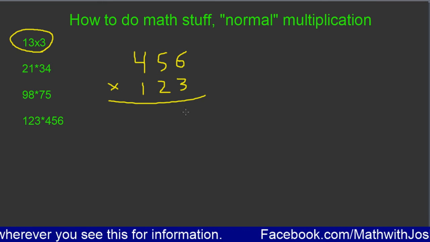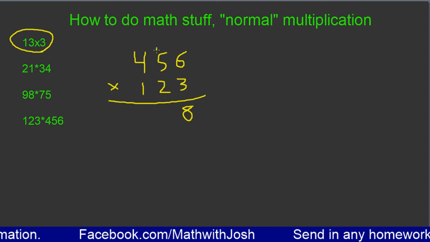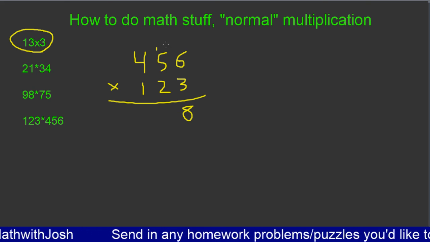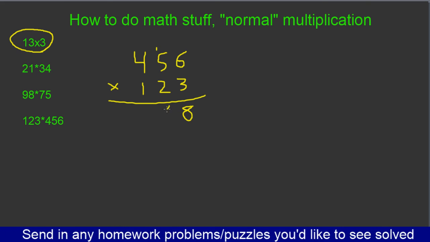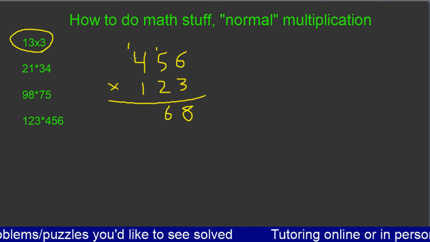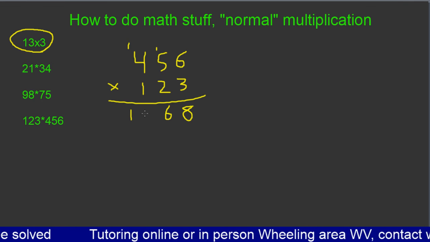Okay, so for the big one that puts everything together, hopefully, start with our first digit. 3 times 6 is 18. We write the 8 down, we bring the 1 up here. 3 times 5 is 15, plus the 1 we carried is 16. 3 times 4 is 12, plus the 1 we carried is 13.